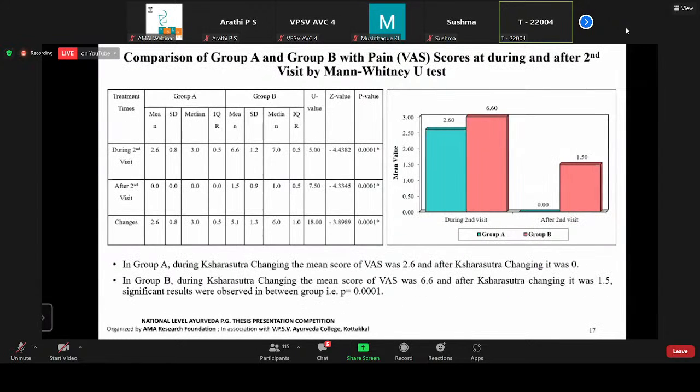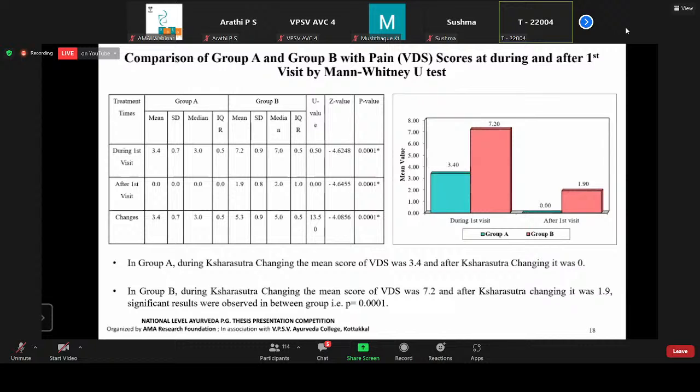Now coming to the comparison of group A and group B with the VDS score during and after the first visit by Mann-Whitney U test. In group A, during Kshar Sutra changing, the mean VDS score was 3.4, and after Kshar Sutra changing it became 0. In group B, during Kshar Sutra changing, the VDS score was 7.2, and after Kshar Sutra changing it was 1.9. That shows significant results were observed between the groups, that is P equal to 0.001.